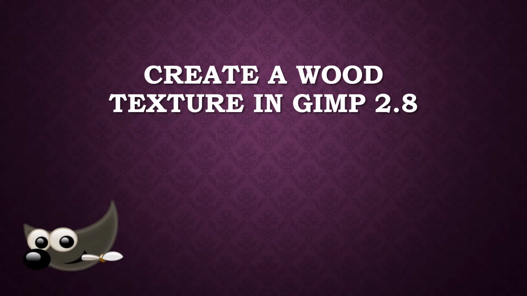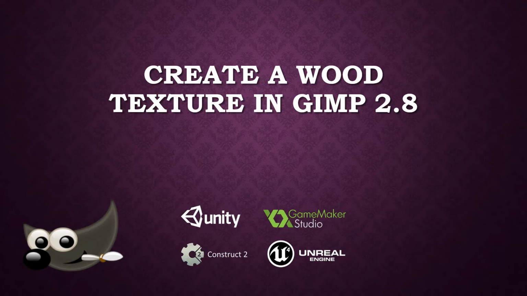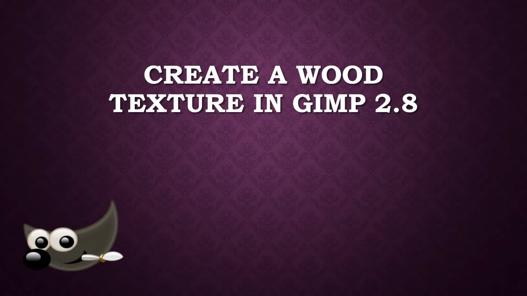In this video, we will see how to easily create a wood texture on GIMP 2.8 or older. This can be useful for game development to use it on your 2D or 3D games. At the end of this tutorial, we will get a wood texture similar to this one.